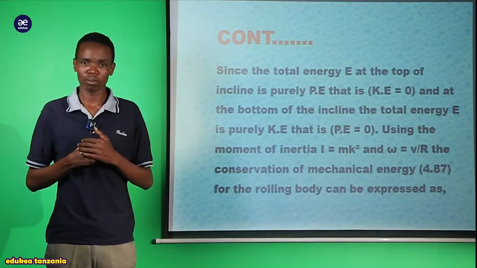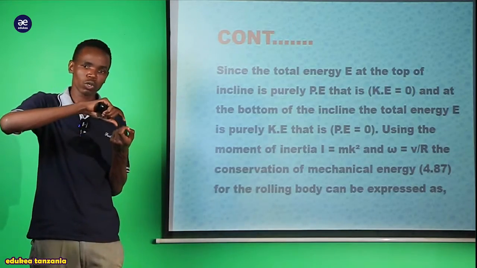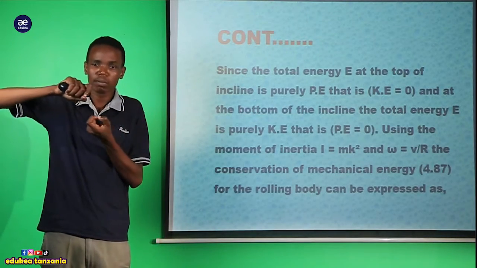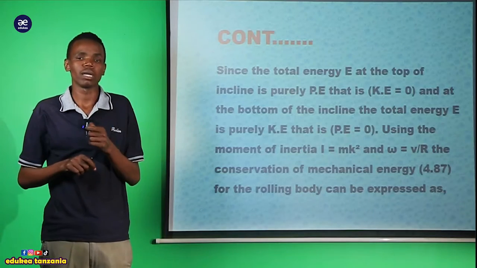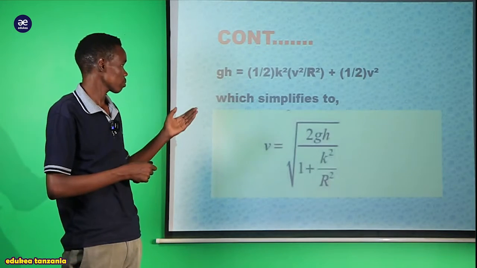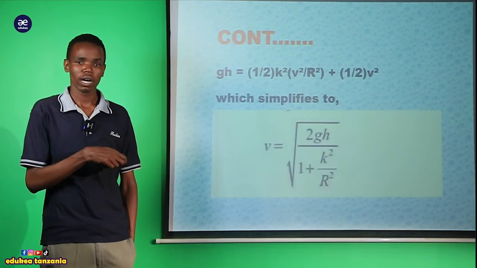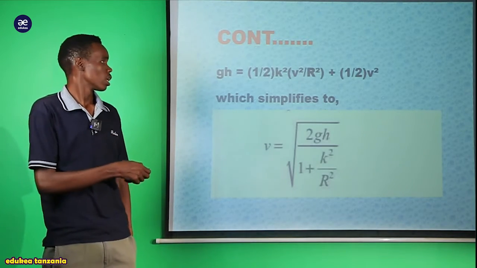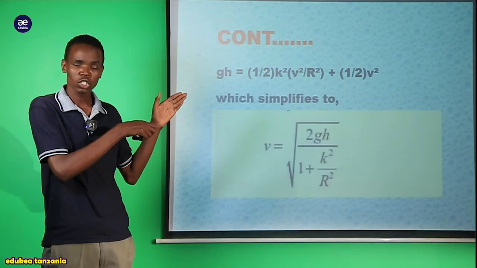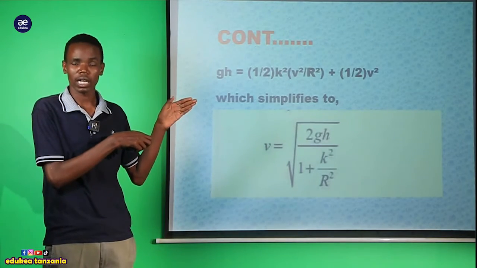Tutarecord the conservation of the mechanical energy, ambaye anasemaje? Conservation ya mechanical energy anasema kwamba yule total mechanical energy aliyepo at the top lazima atafanana na mechanical energy aliyepo at the bottom. That is the idea that we are supposed to consider. As we see that mgh must be equal to a half mk square. Instead of writing the moment of inertia, tumeweka ni sawa na mk square, times the angular velocity square.